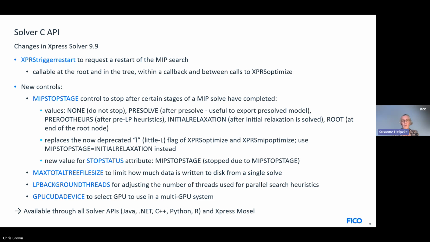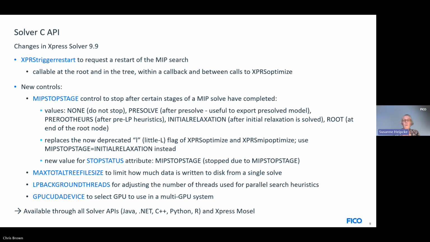So what you do now, instead of setting this flag for the optimization commands, is set MIP stop stage to initial relaxation, start your optimization, and then set MIP stop stage to none and continue your optimization. So a second call to your optimization command, just as before. And of course, this behavior echoes through to the different interfaces.